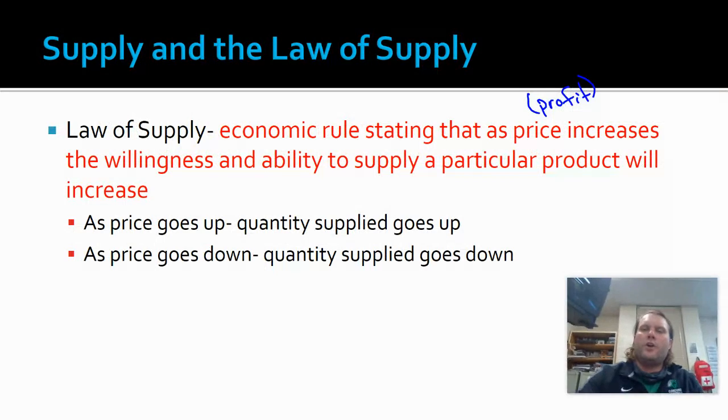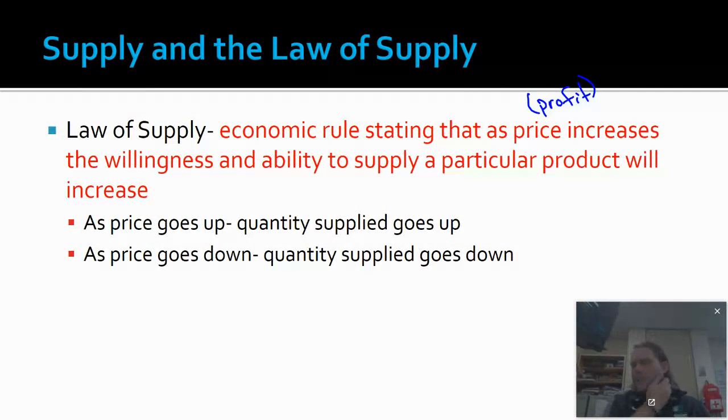Now, here's what we also know: as the price goes up or as potential profit increases, our willingness and ability to supply that product, and when I say our, I'm talking about society, the market, to supply that product will increase.